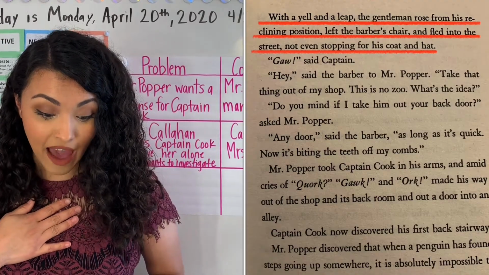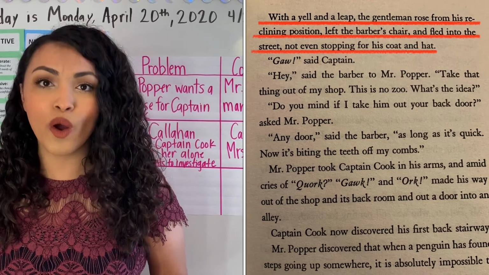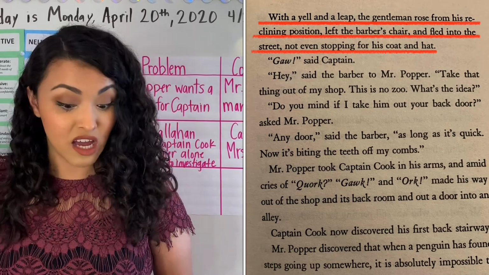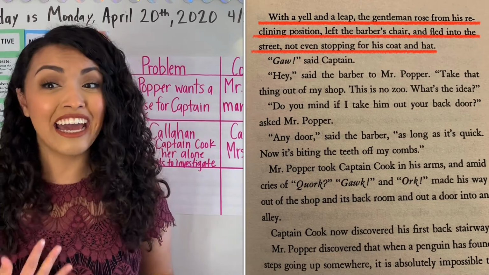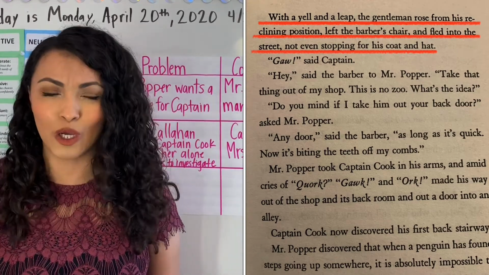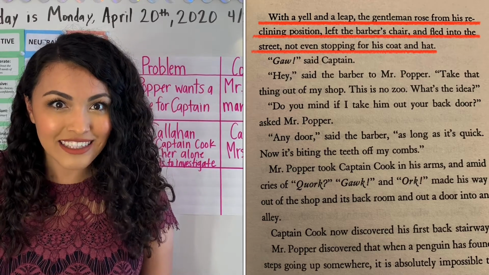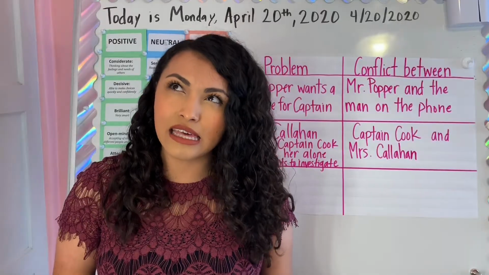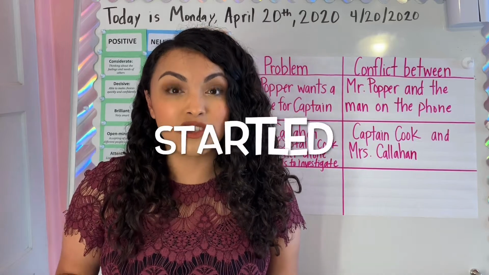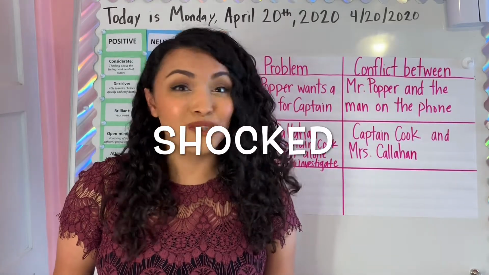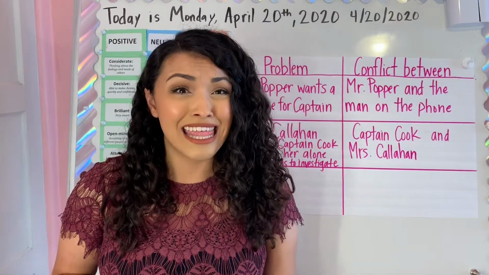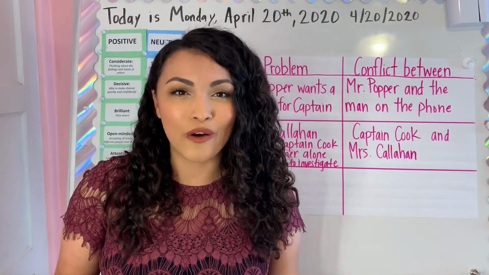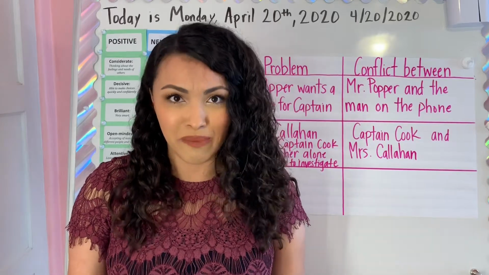My evidence was that with a yell and a leap, the gentleman rose from his reclining position, left the barber's chair, and fled into the streets, not even stopping for his coat and hat. I know that if somebody leaves somewhere very quickly and doesn't even stop to get their belongings or come back for them, maybe this person is upset, startled, or even shocked. This would not be a positive feeling because he ran out as fast as he could. I wonder if your feeling was the same as mine or maybe even better.